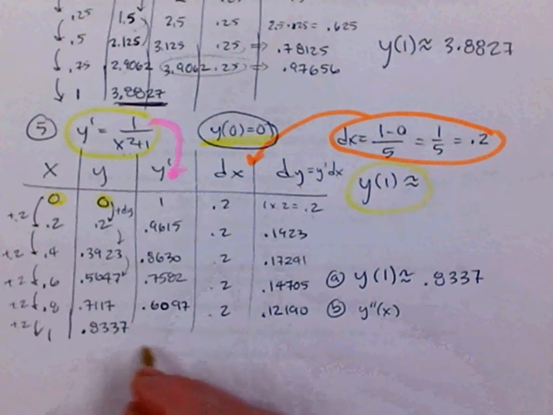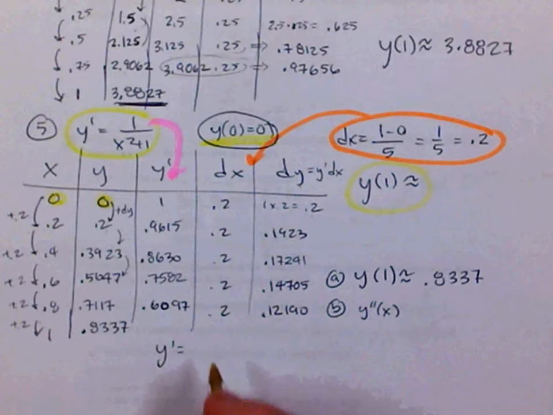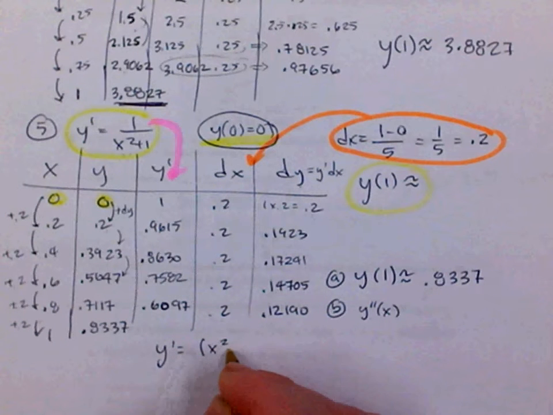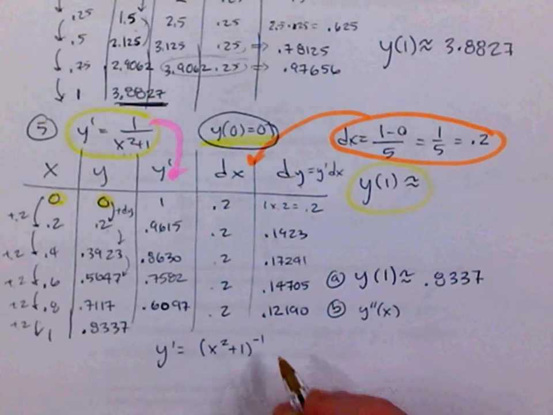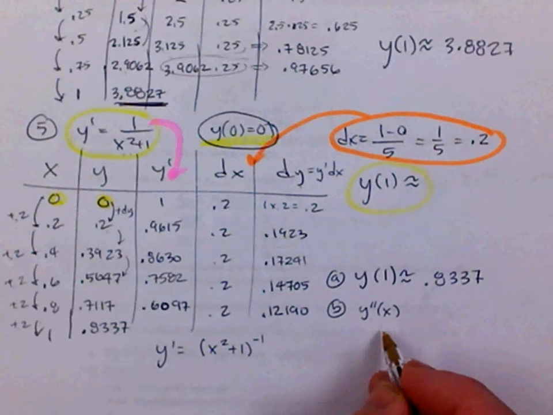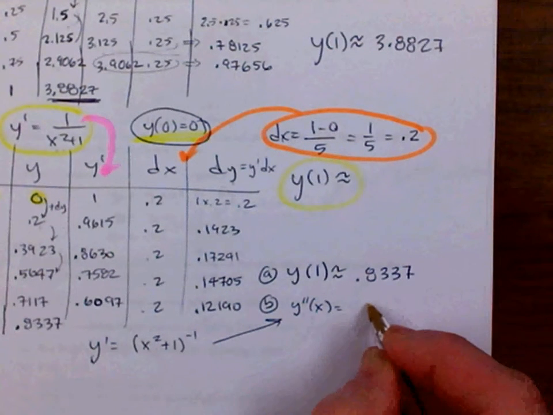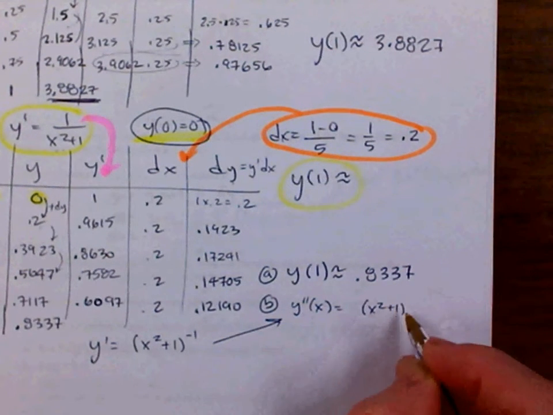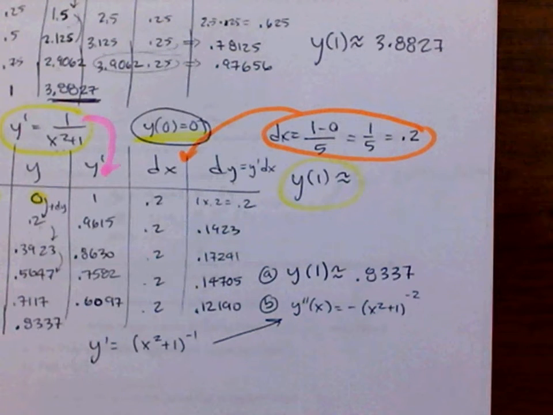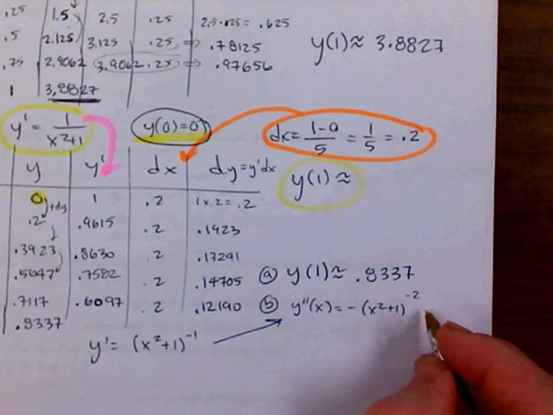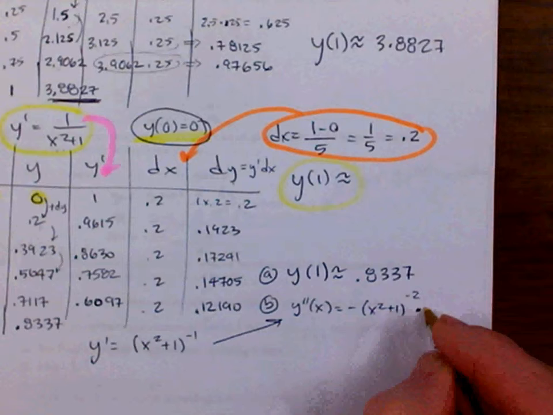It's probably easier if we consider this as y prime equals the quantity x squared plus 1 to the negative first power. So we take the derivative of that to find y double prime. This will be x squared plus 1 to the negative second power times the negative 1 times the derivative of the inside, which will be the derivative of x squared is 2x, the derivative of 1 is 0.